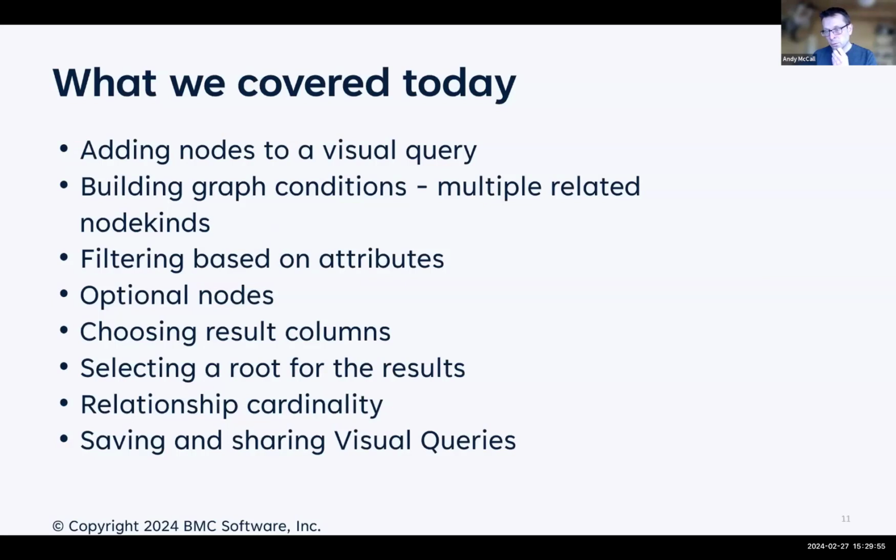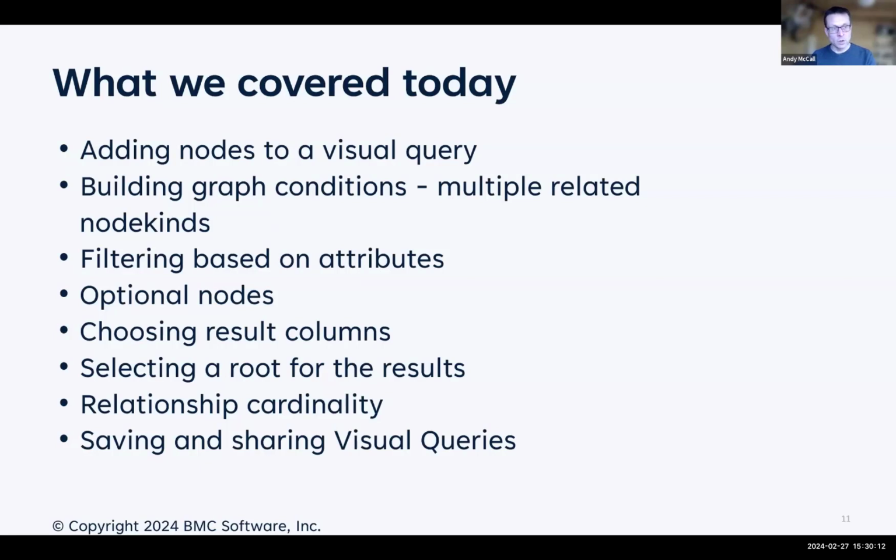I've taken you through a worked example of adding nodes to a visual query. We built up a graph condition with multiple matching criteria, including multiple node kinds. We filtered based on attributes. We selected specific relationship types. We marked nodes as optional or not.